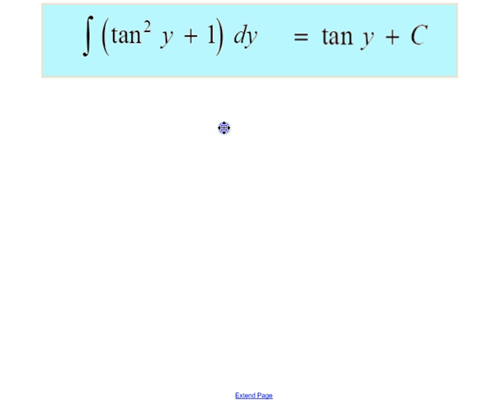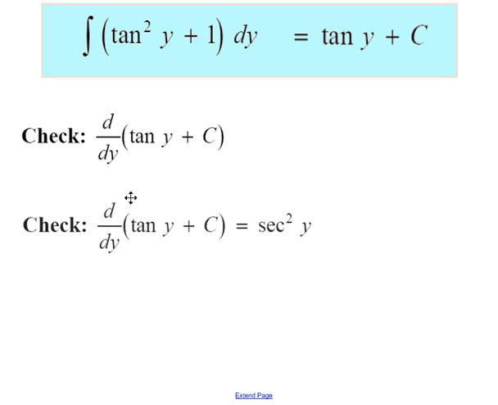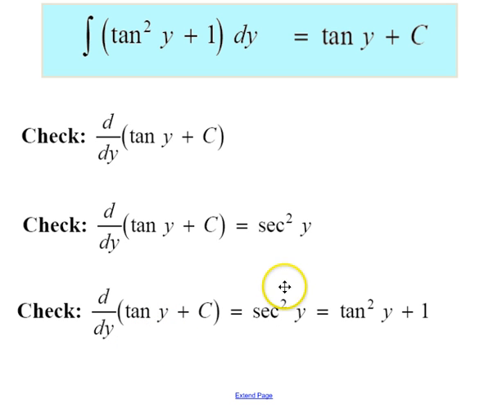So what we're going to do is we're going to check it real quick. In order to check it, we're going to take the derivative of the answer, the derivative of tangent y plus c. Well, I know the derivative of tangent is secant squared, and the derivative of a constant just goes away. So I have secant squared y. Then what I also know is that when I use a Pythagorean identity, secant squared y is tangent squared y plus 1. So this was my original problem, and I know I'm correct.